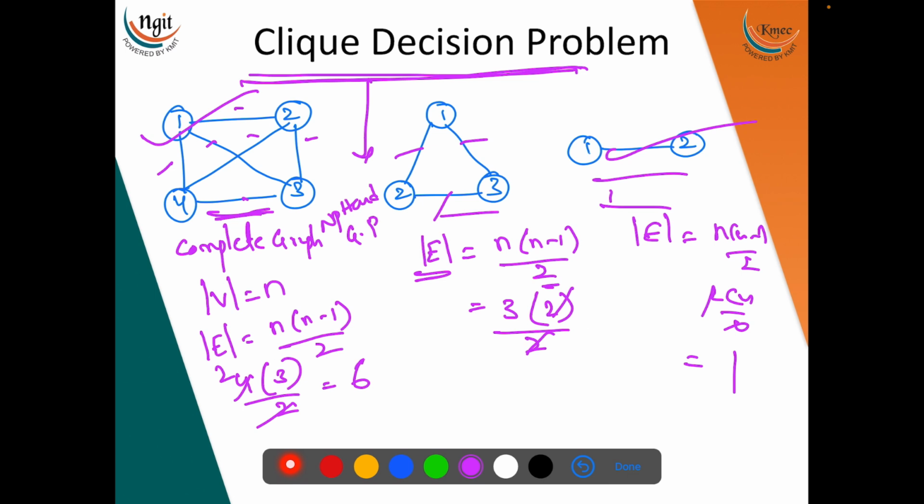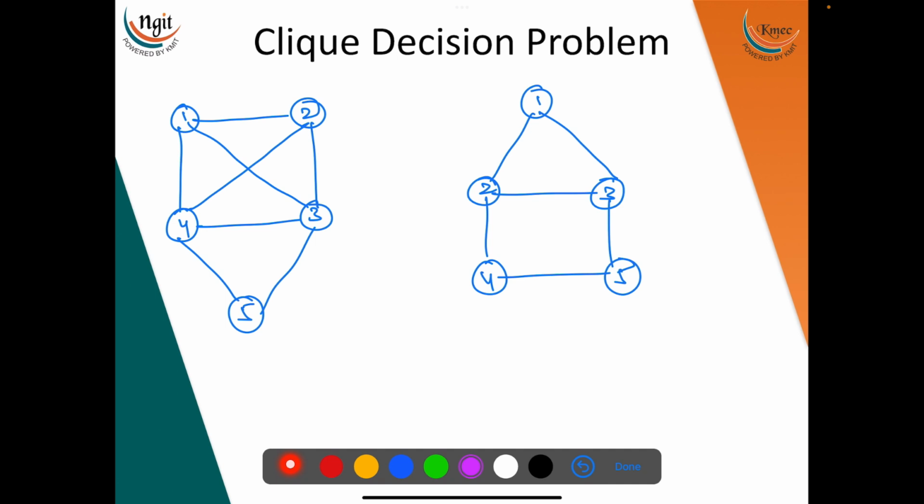Then we'll come to know what is clique decision problem. I am adding vertex number 5 to this complete graph. Now 5 is connected to 4 and 3 but not to 1 and 2, so it is not a complete graph. In a complete graph, each and every vertex has established an edge to every other vertex. According to this definition, you don't have an edge from 1 to 5 and 2 to 5, hence it is not a complete graph.